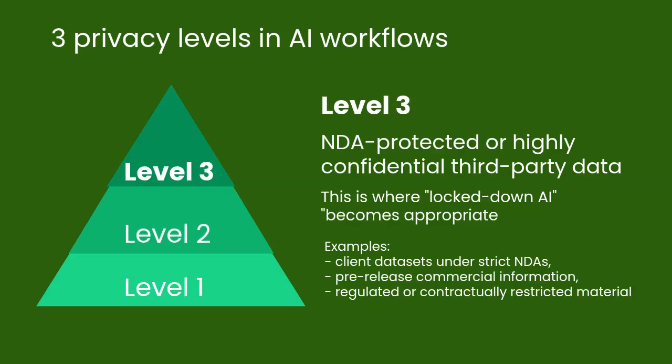Level 3 is the highest level, and that's NDA protected or highly confidential third-party data. Examples could be client datasets under strict non-disclosure agreements, pre-release commercial information, regulated or contractually restricted material. This is where lockdown AI becomes appropriate.